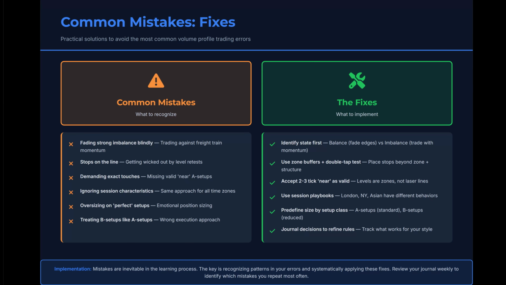The market doesn't care about your exact line. Levels are zones. A reaction near the zone is just as meaningful as a reaction at the exact price. Accept near reactions as valid, and you'll capture more A-grade setups.